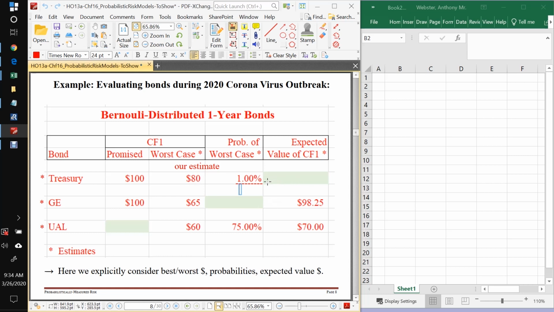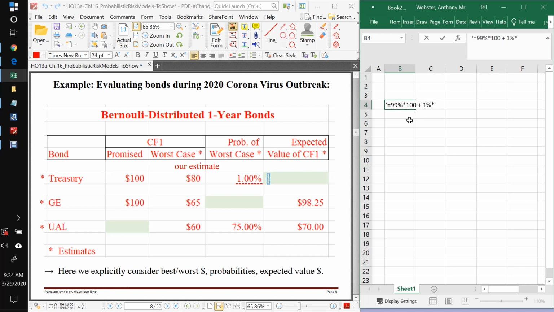So what I'd like to do here is to fill in the missing information. The expected value for this one is exactly what we've been doing before in chapter 10 and on the previous pages of this lecture. So for our expected value, we're going to have 99% times 100 plus 1% times 80. Okay, and we'll work that out. And what do we get here? We get 99.8. Okay.